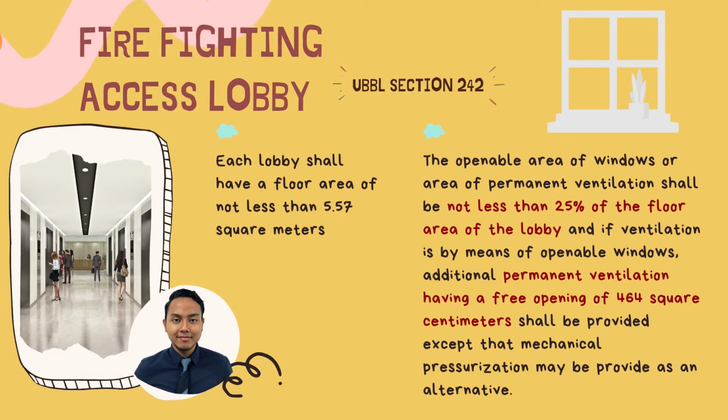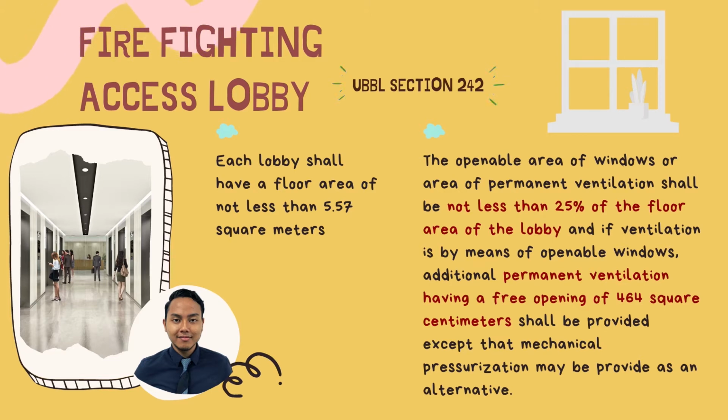A firefighting lobby is a protected lobby that provides access from a firefighting stair to the accommodation area and to any associated firefighting lift. It should be located within a protected zone and should be provided on every story. The floor area of the lobby should be at least 5.57 square meters as referred to in the UBBL, with all principal dimensions at least 1.5 meters. It allows firefighters sufficient room to lay out hose and connect to the outlet from a fireman's switch.